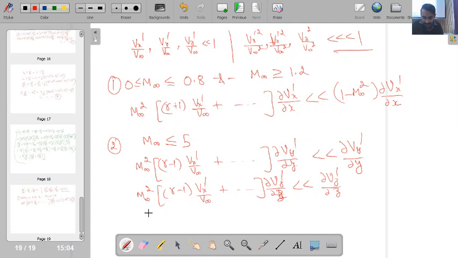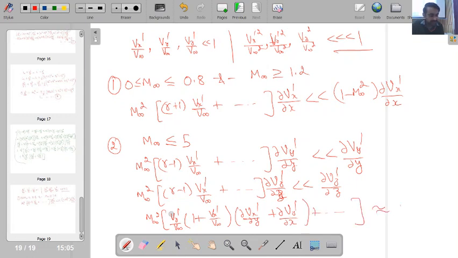Okay, and the third term M infinity square (gamma minus 1) M infinity square into vy dash by V infinity into (1 plus vx dash by V infinity) into (del vx dash by del y plus del vy dash by del x).